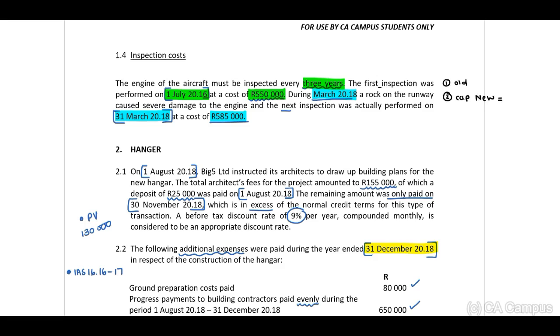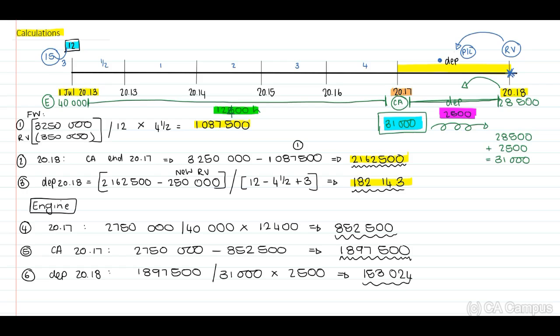Remember, this will be an addition in our PPE note. The old that we need to take out will be a disposal in our PPE note. And we need to remember number 3, our depreciation on our old as well as our new inspection costs. Therefore, again, guys, let's look at our timeline.